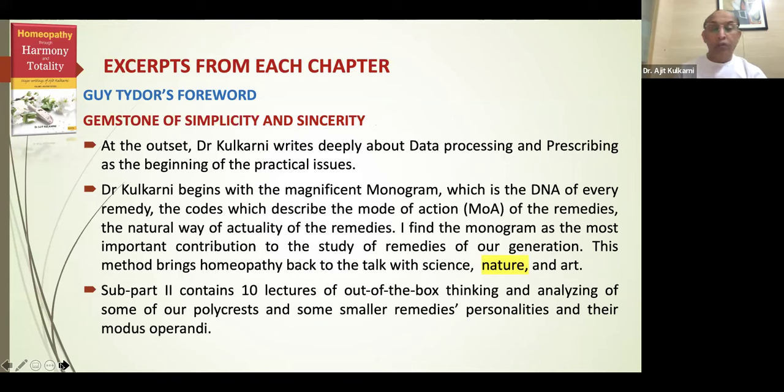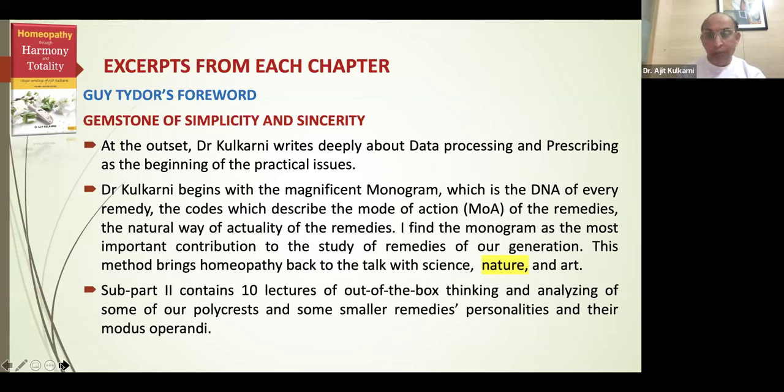At the outset, Dr. Kulkarni writes deeply about data processing and prescribing as the beginning. He begins with the magnificent monogram, which is the DNA of every remedy, the codes which describe the mode of action, the natural way of actuality of the remedies. I find the monogram as the most important contribution to the study of remedies of our generation. This method brings homeopathy back to the top with science, nature, and art.